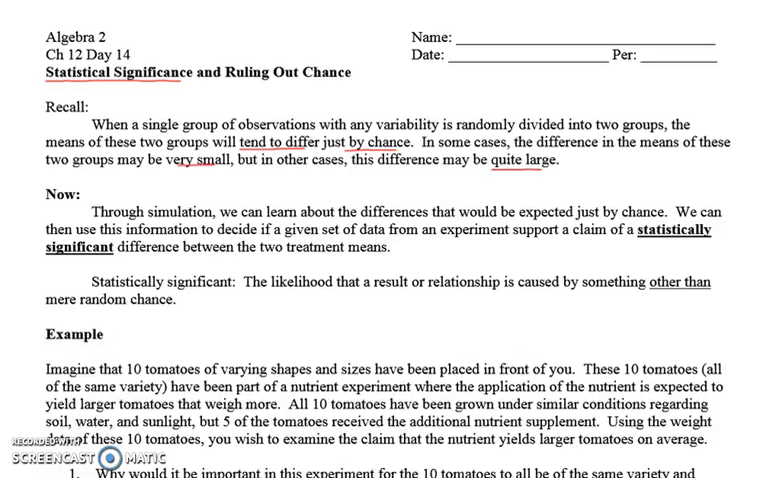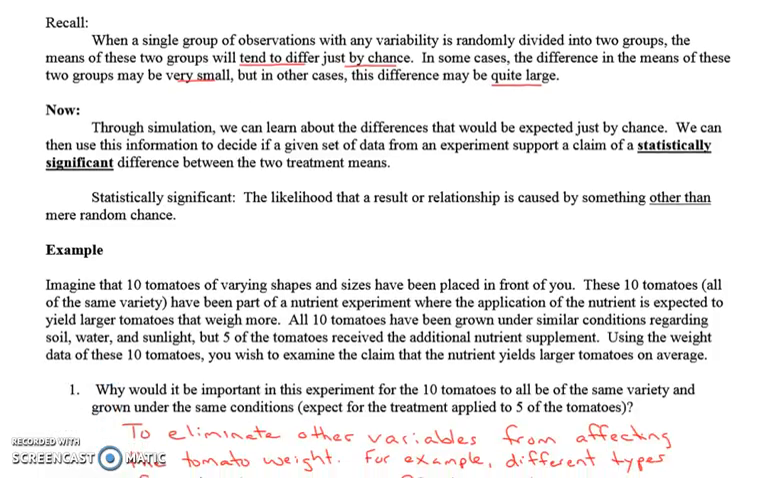Now, statistically significant. Through simulation, we learn about whether these differences happen by chance or not. And we call the differences that don't happen by chance statistically significant differences. Again, those are ones that are not caused by chance. So statistically significant means the likelihood that a result or a relationship is caused by something other than random chance, for example, the treatment.